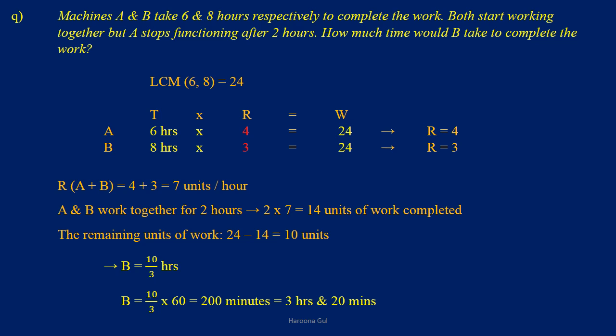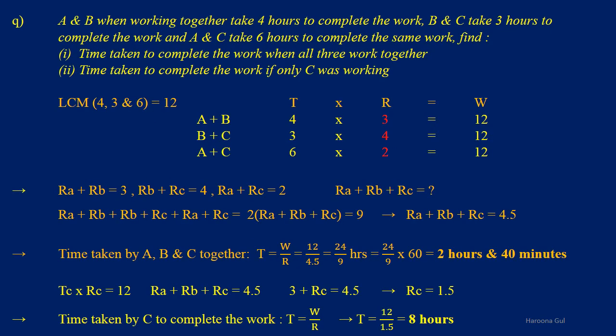Let's move on to our next slide. A and B, when working together, take 4 hours to complete the work. B and C take 3 hours to complete the work. And A and C take 6 hours to complete the same work. We have to find the time taken to complete the work when all three work together and the time taken to complete the work if only C was working.